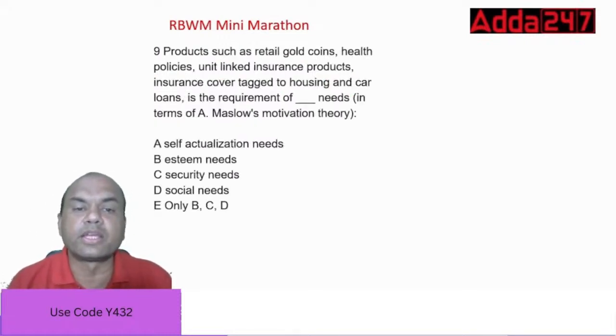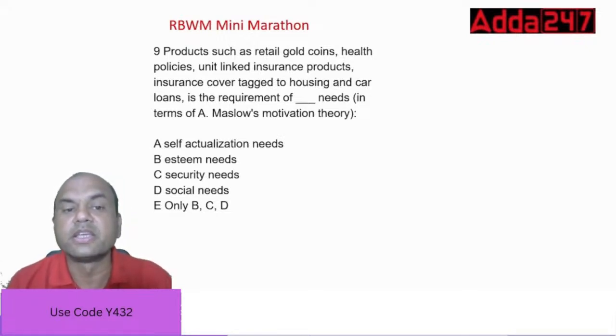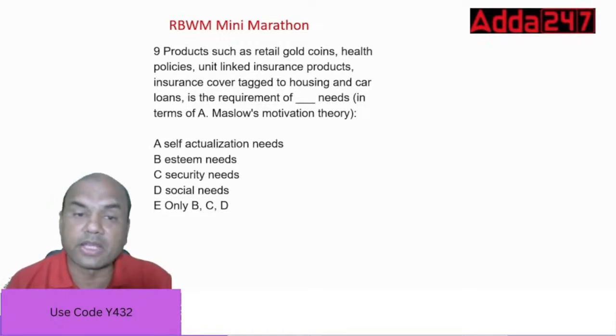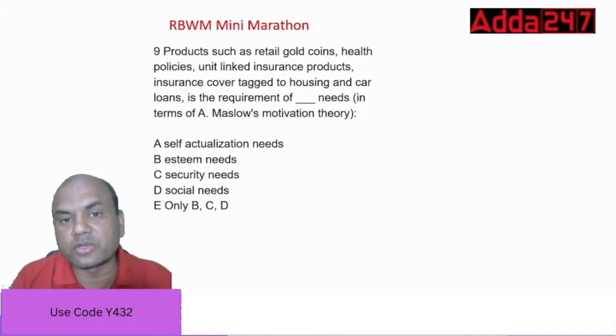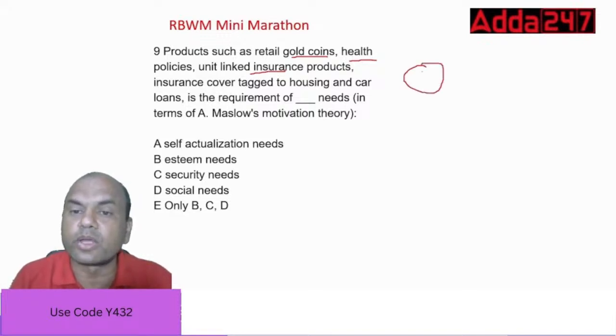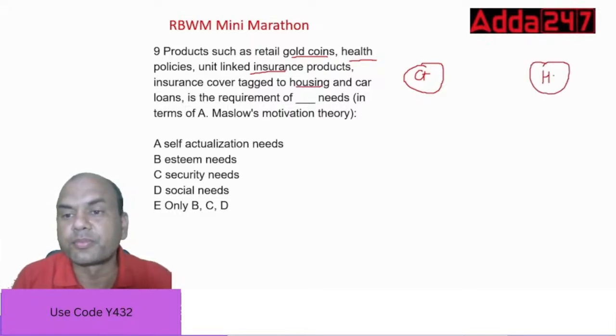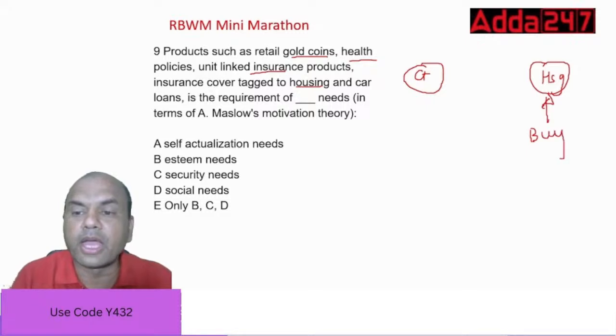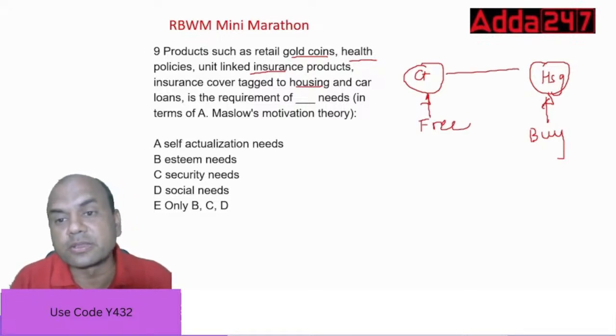Products such as retail gold coins, health policies, unit-linked insurance products, insurance cover tagged to the housing and car loans is a requirement of dash needs as per Maslow's hierarchy. So what do you mean by this? See here, the question is not of selling the gold coins or health policies or ULIP. The question is tagging this. Suppose this is gold coin, I am tagging this to housing and car loan. So what am I saying? You buy my housing loan, and I will give you this gold coin free. So this is the meaning, tagging this to housing loan. That is the real question.